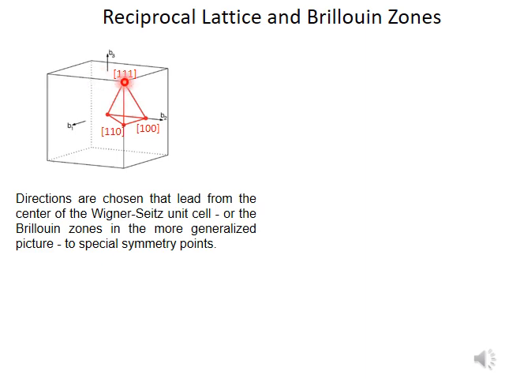A 1, 1, 1 point would have 8 similar points, because each corner of the cube would represent a 1, 1, 1 like a lattice plane. But we only represent one of them and not all 8 of them.